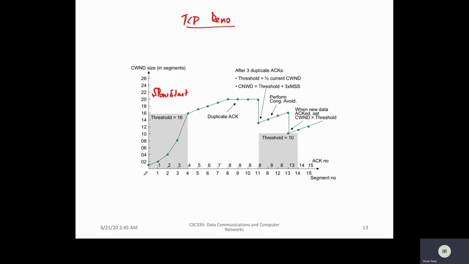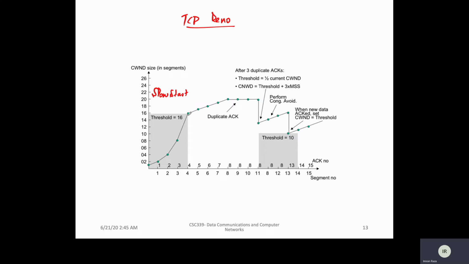Remember, we start with the congestion window size equal to one maximum segment size, and upon receiving an acknowledgement, we increase the congestion window size to 2, and upon receiving cumulative acknowledgements, we increase it to 4, and then 8, and then 16. So this increase is exponential, right? And it represents the slow start phase.